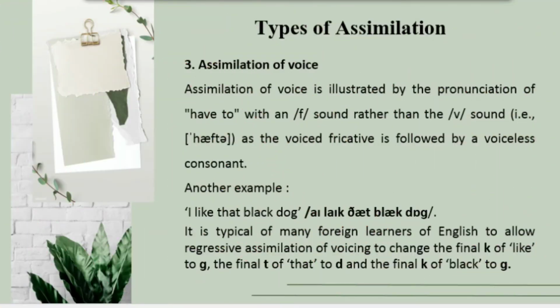The third type of assimilation is assimilation of voice. Assimilation of voice is illustrated by the pronunciation of have to with an f sound rather than the v sound, as the voiced fricative is followed by a voiceless consonant. So to read have to, not have to. So we use an f sound rather than the v sound.